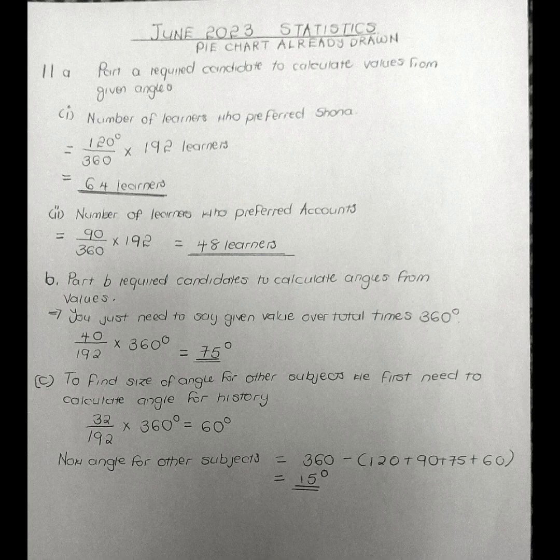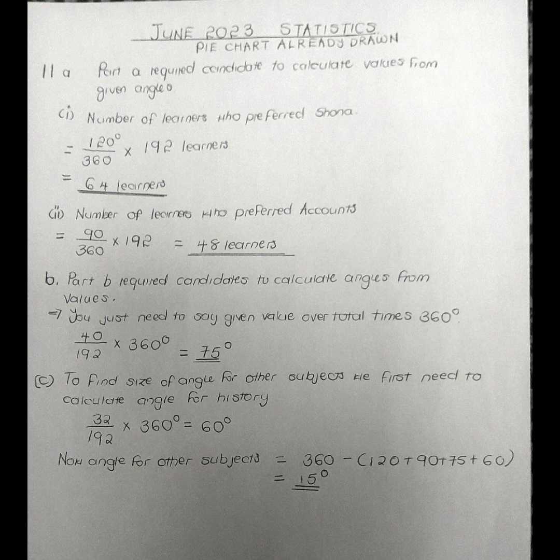So part A required candidates to calculate values from the given angles. We want to find the number of learners who preferred Shona, and the degree for Shona is 120. So we are going to say the complete revolution sums to 360. So 120 over 360 times 192 in order to get our final answer is 64 learners.